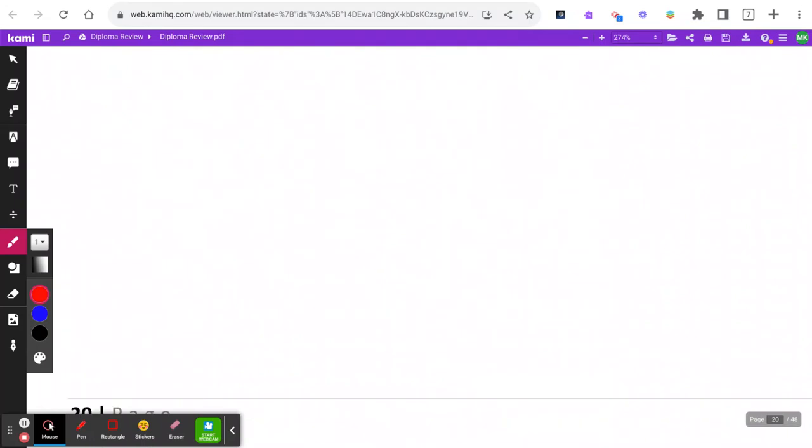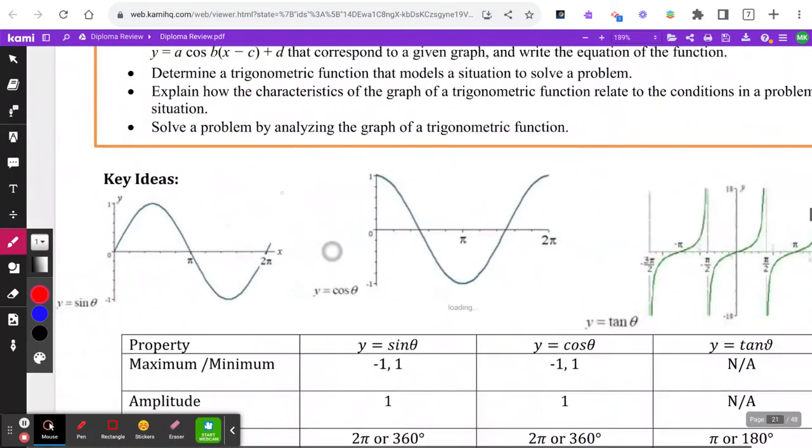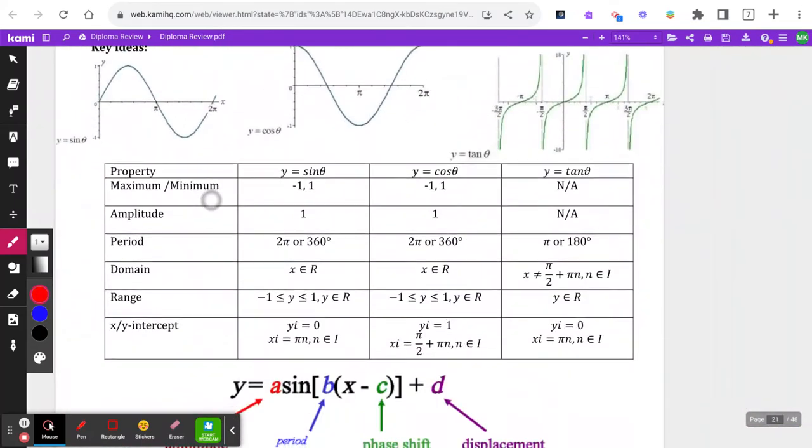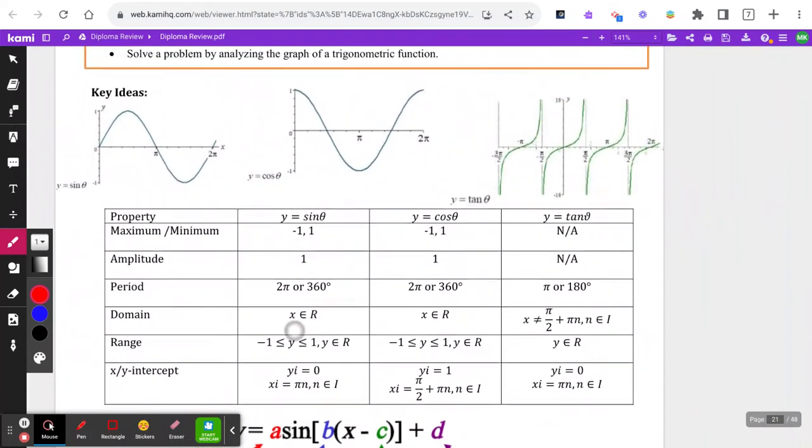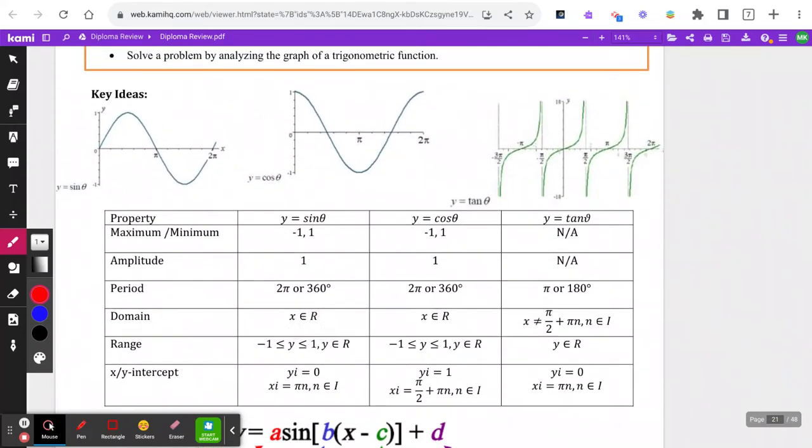Here comes a graph. Graphing. Look at that. All the info's there for you. We rarely see tangent graphs, right? There's info there for you if you want. I'm definitely going to focus on sine and cosine graphs. Both are sinusoidal.